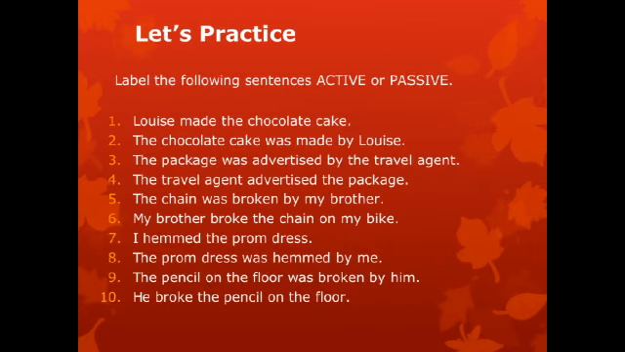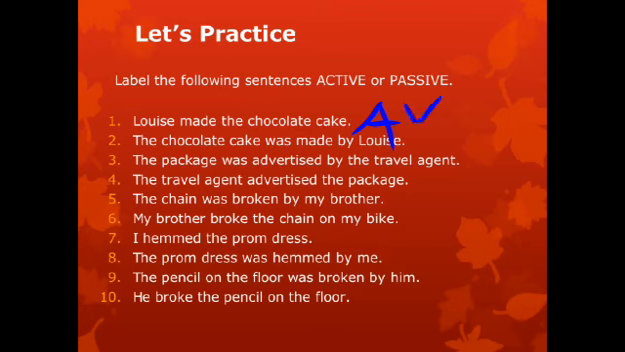So now I am very clear with what is active voice and what is passive voice. Now let's practice with a few examples. Let us identify which sentence is active and which sentence is passive. In the first sentence, Louis made the chocolate cake. Here Louis is doing the action of the sentence. Louis is making the cake. So this type of sentence is the active voice sentence.